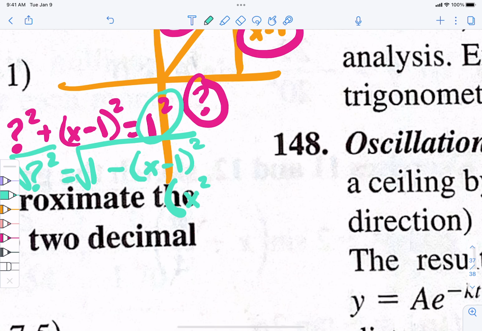X minus 1. X squared minus 2x plus 1. So I have 1 minus that junk. Or in other words, 1 minus x squared plus 2x minus 1.